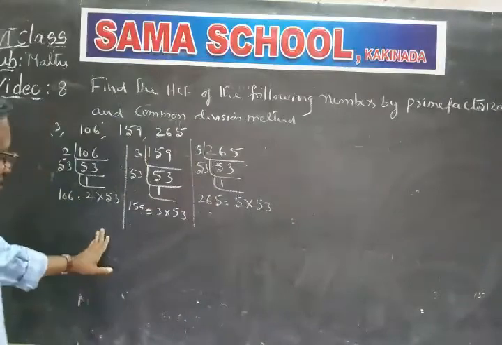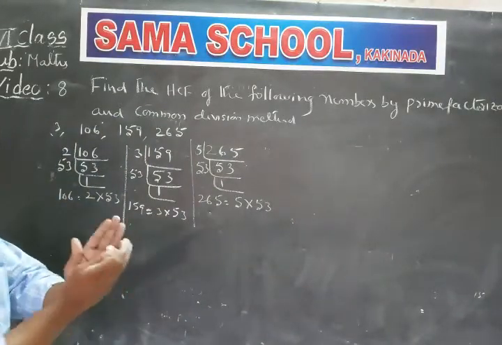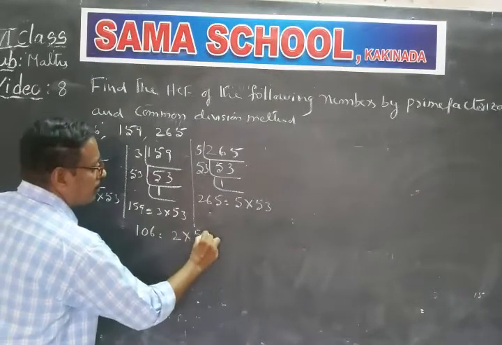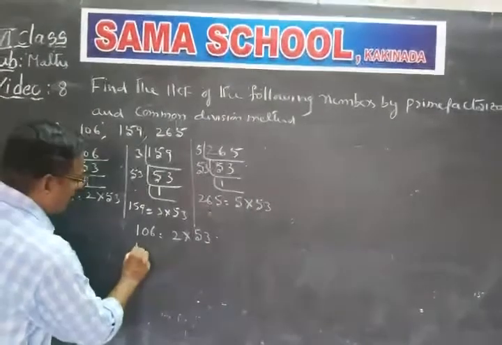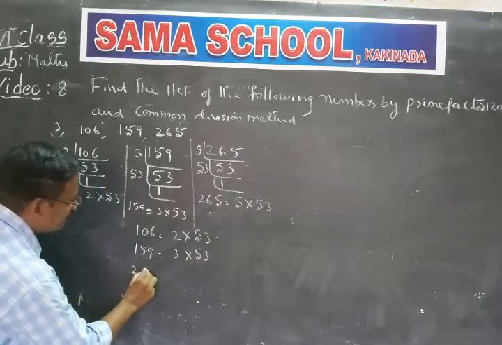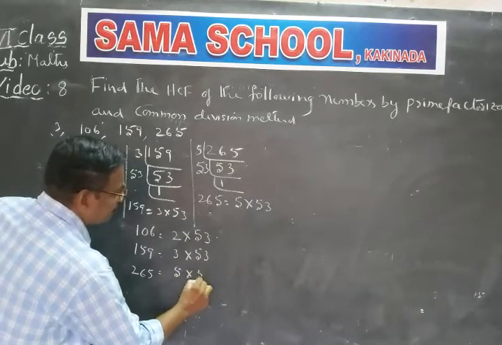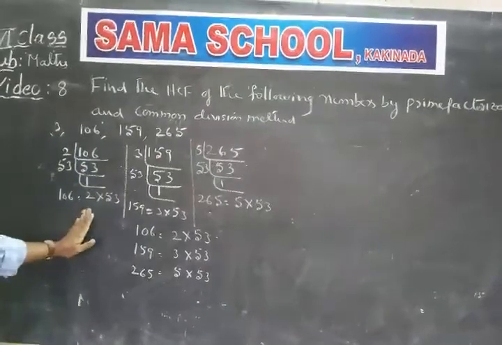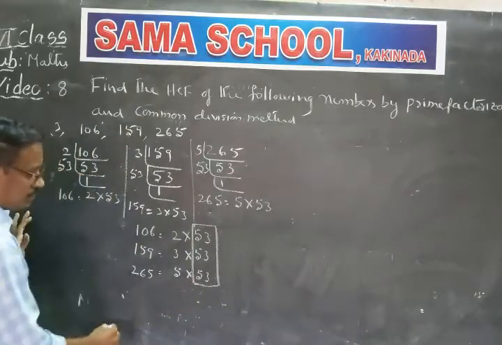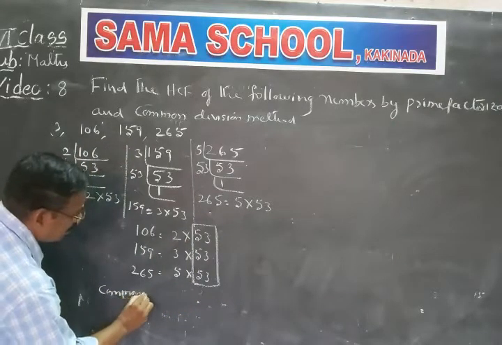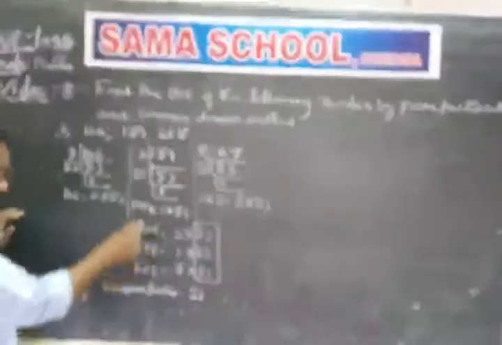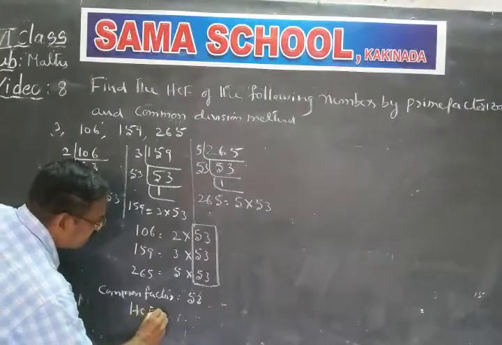All three given numbers are written as products of prime factors. 106 is equal to 2 into 53, 159 is equal to 3 into 53, and 265 is equal to 5 into 53. Now, in these three numbers, what is the common factor? 53 is the common factor. That is also the HCF. HCF is equal to 53.